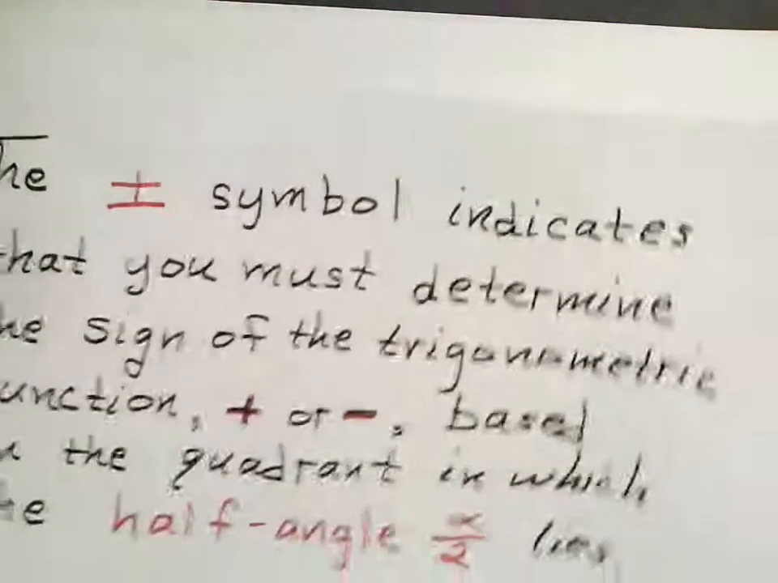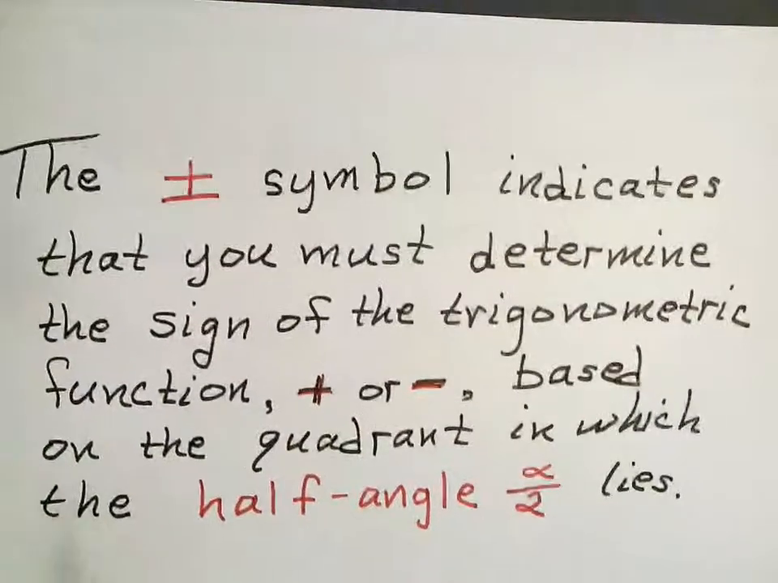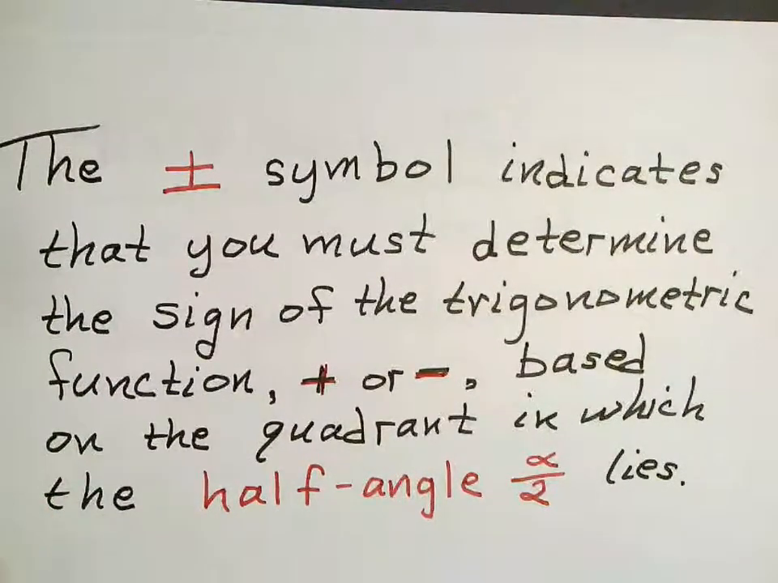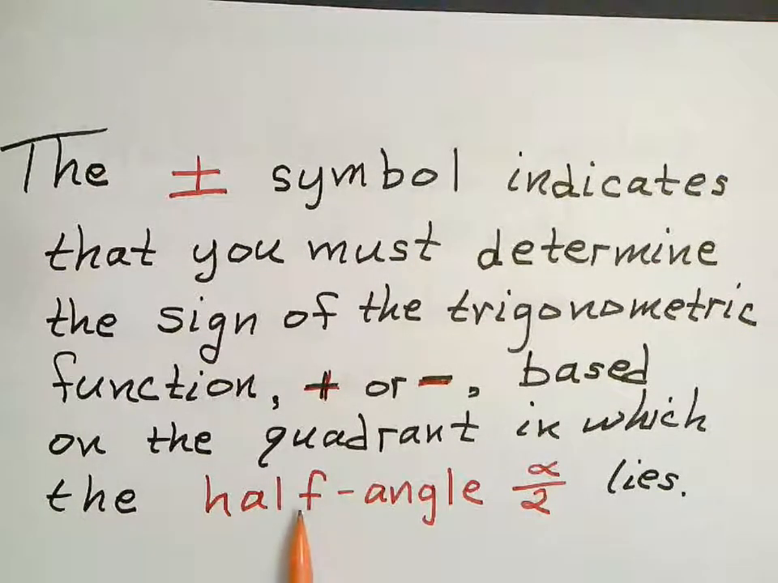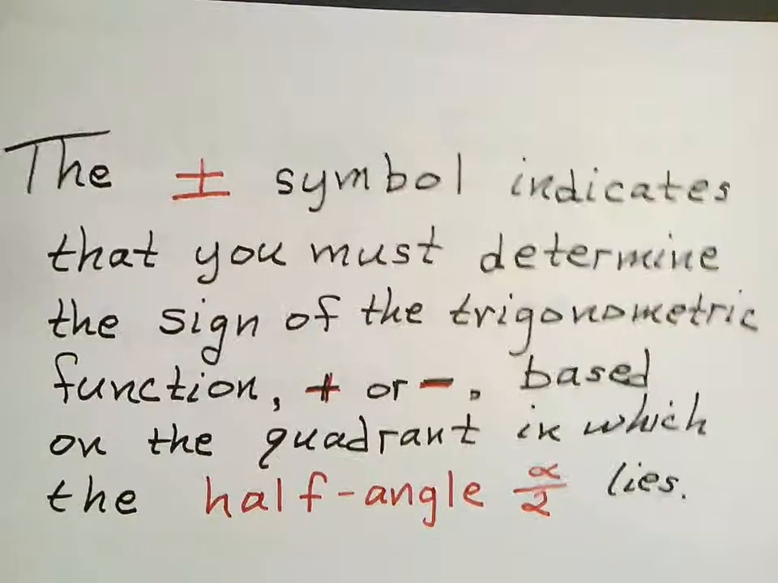You notice that for the half-angle formulas, there's a plus or minus symbol there. The plus or minus does not mean that we have two answers. We have to decide whether the answer is going to be positive or negative. The way that we decide is we look at the half angle. In whichever quadrant that half angle is in, that is the sign. So if the half angle is 15 degrees, it's going to be in quadrant 1. If the half angle is 112.5 degrees, then the angle is going to terminate in quadrant 2.